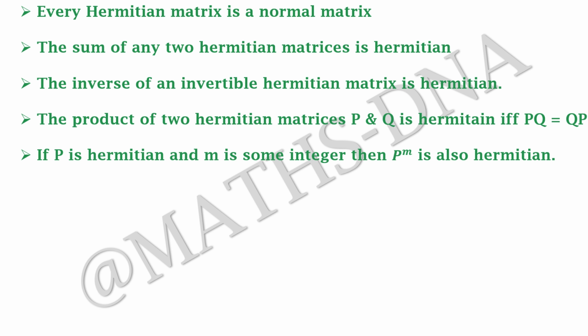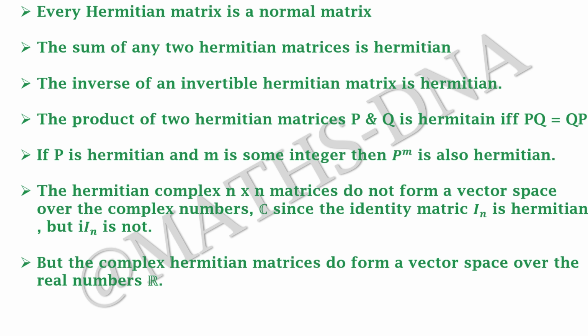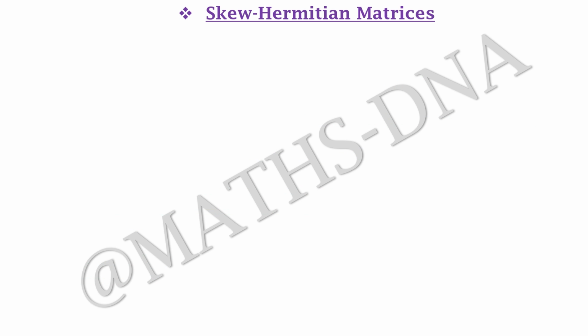Also, if P is a Hermitian matrix and m is some integer, then P raised to m is also a Hermitian matrix. And the Hermitian complex n cross n matrices do not form a vector space over the complex numbers C. Now why do they not form one? Since the identity matrix In is Hermitian, but i times In is not Hermitian. The complex Hermitian matrices do form a vector space over the real numbers.